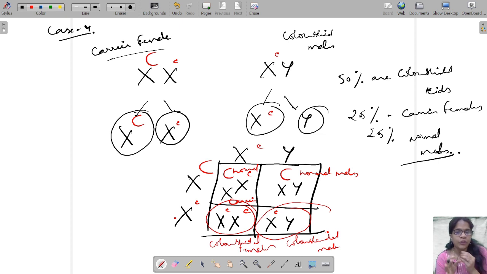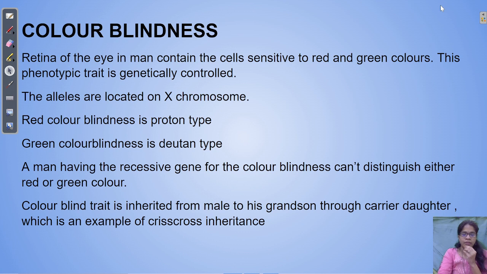Hope I'm clear with the topic. That is why I have taken the complete class for you to understand, because this is the condition that goes with hemophilia also. In the coming class I will also discuss the hemophilia condition. Okay, hope I'm not boring you, and I will also attach the important topics regarding this color blindness in the class itself.